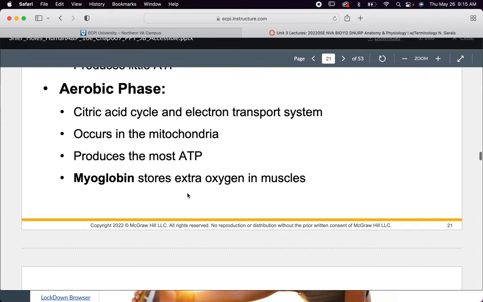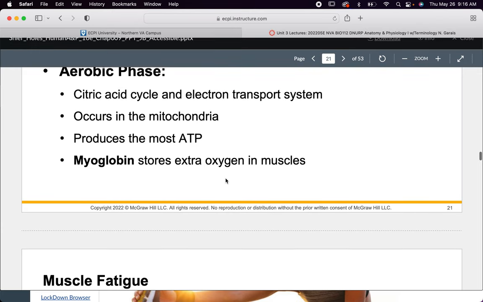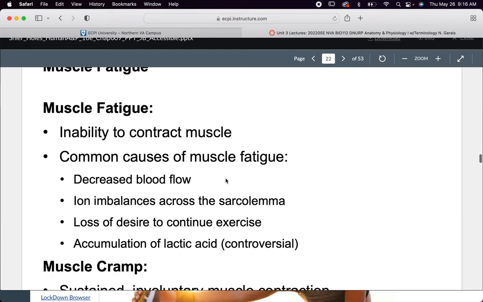Now, if I need to store some oxygen for future use, I have this protein called myoglobin. And myoglobin: globin, protein, myo, muscle. That particular protein stores any extra oxygen I need for my muscles.